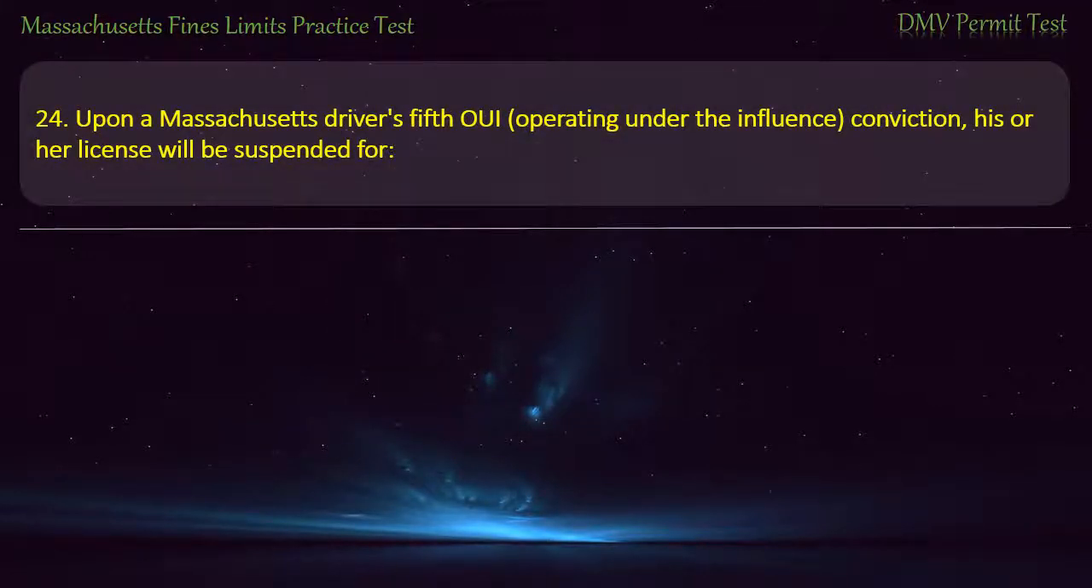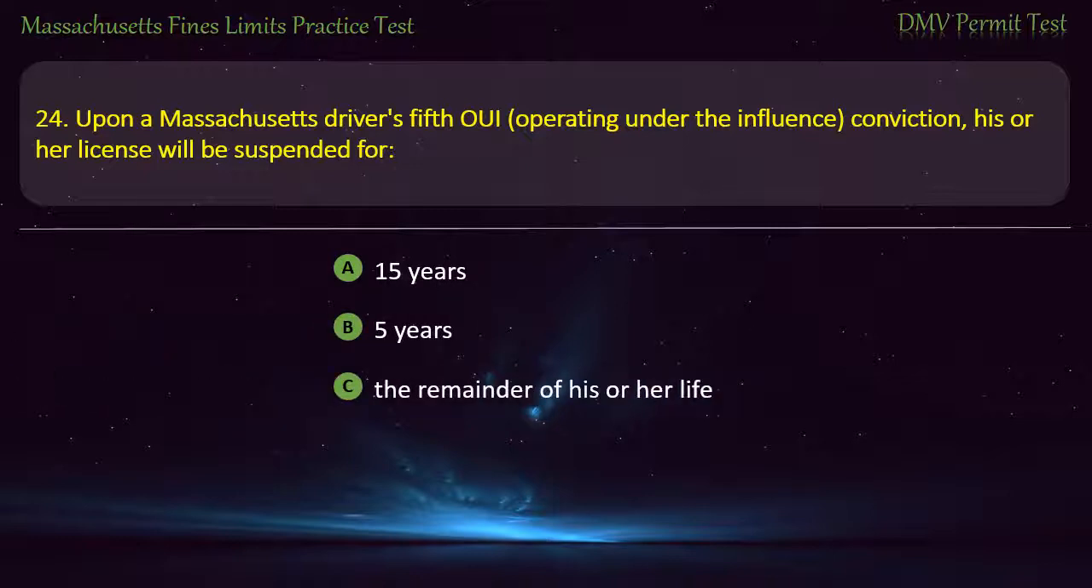Question 24. Upon a Massachusetts driver's fifth operating under the influence conviction, his or her license will be suspended for 15 years, 5 years, the remainder of his or her life, 10 years. Answer: The remainder of his or her life.